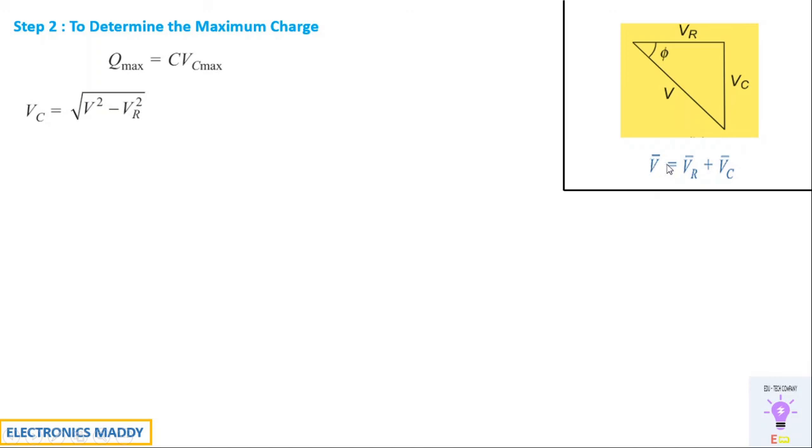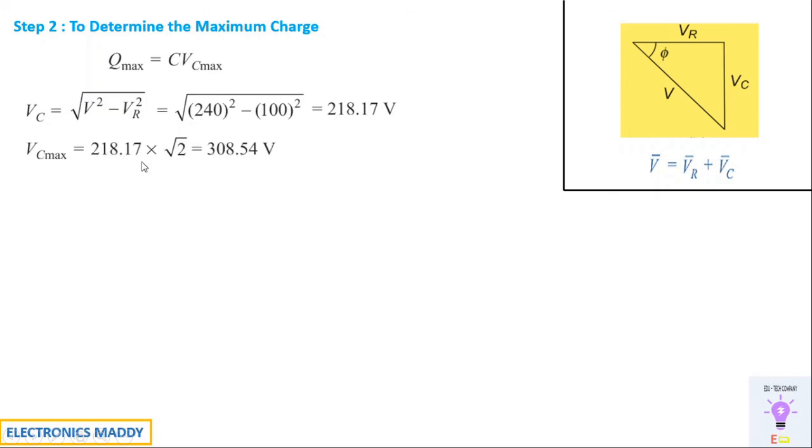If we are supposed to find V, V is equal to square root of VR square plus VC square. So bringing the quantity to the other side, you will be getting VC, and you can substitute the value of V square that is given, and VR square is also given. So find the value of VC, that is 218.17 volt, but that doesn't mean VC is equal to VC max. So we need to find the value of VC max. So multiplied by root 2, you will be getting 308.54 volt.